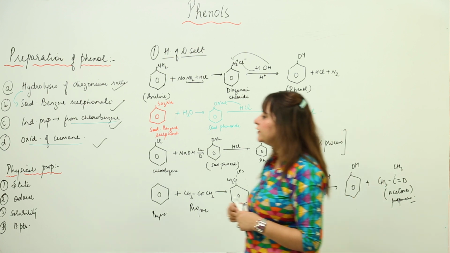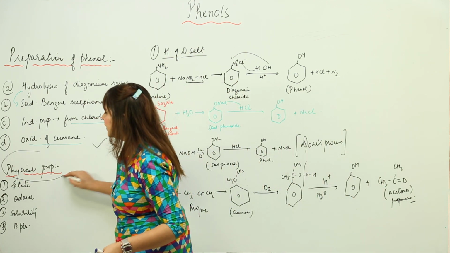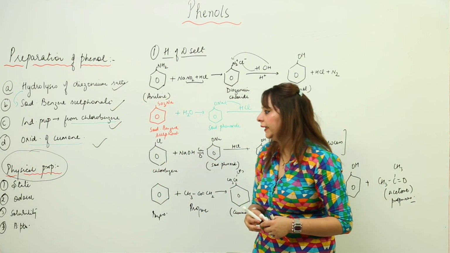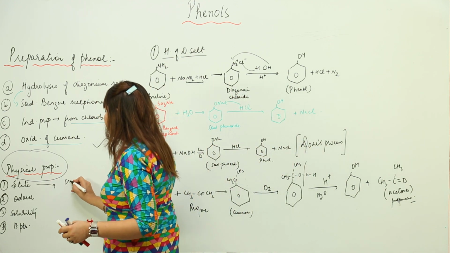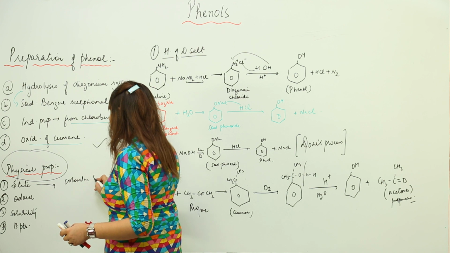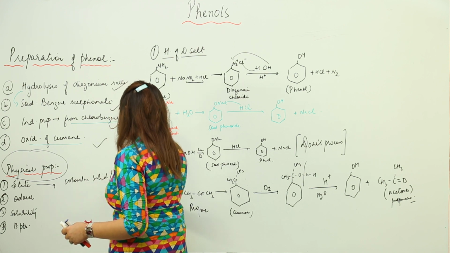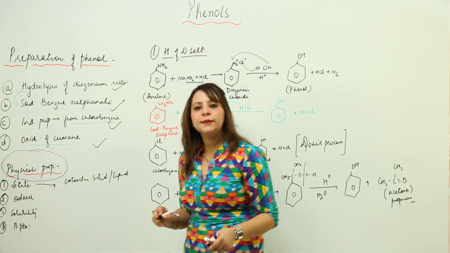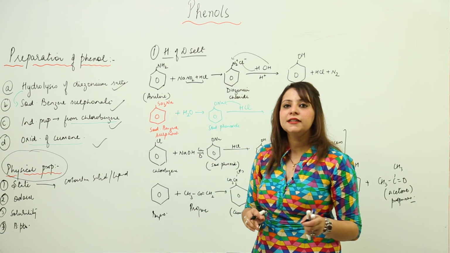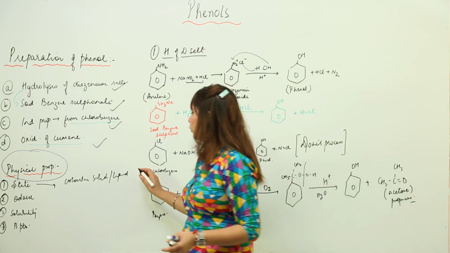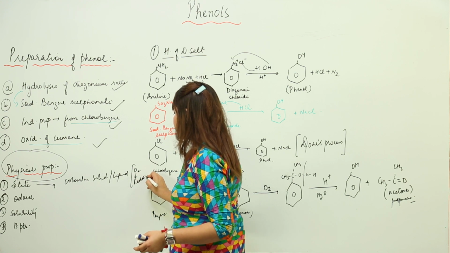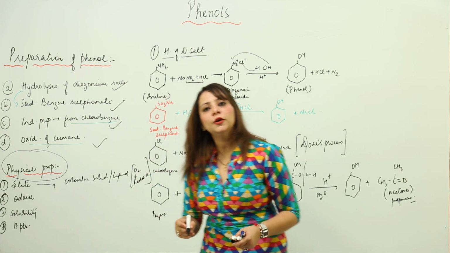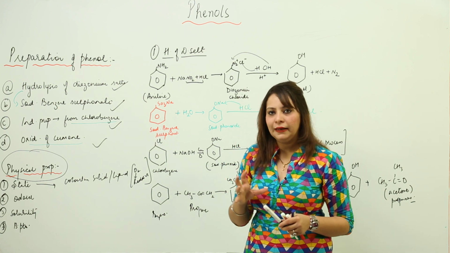Now coming on to the physical properties, how these phenols look. So if we talk about the state, they are colorless, can be solid also, can be liquid also, but once you expose them to air, they turn reddish. The reason being, they get oxidized. So when they are oxidized, they turn reddish. Otherwise, the original color of phenol is colorless.